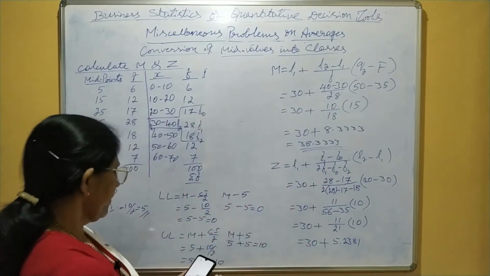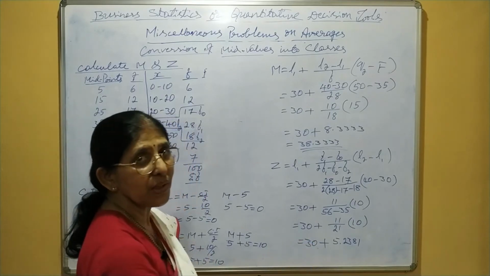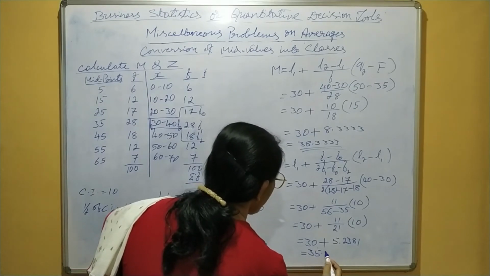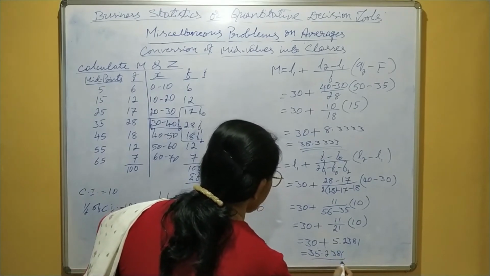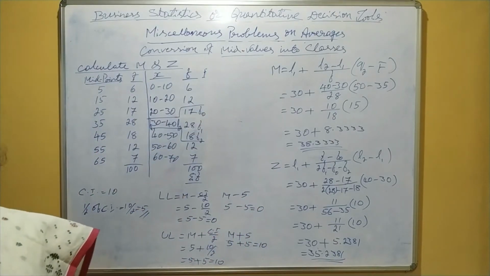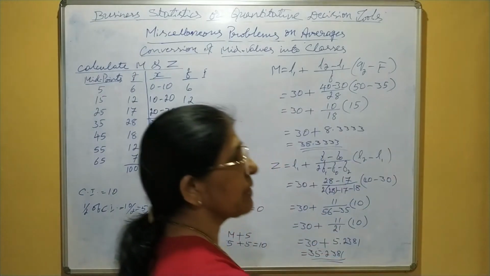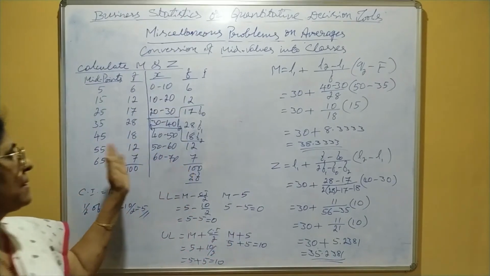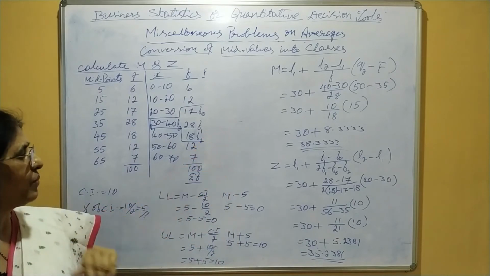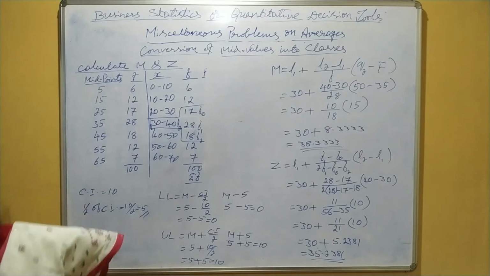5.2381. Here it is 5.23809. If the fifth place value is 5 or more than 5, add 1 to the fourth place value, equals 35.2381. This is the mode. Here the important aspect is the conversion of midpoints or mid values into classes. Next, after that, as usual, we have to calculate the median and mode under a continuous series.